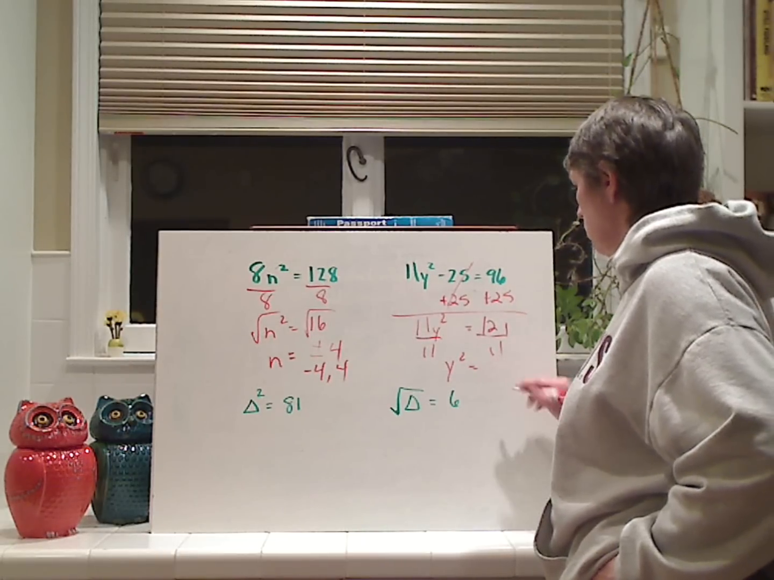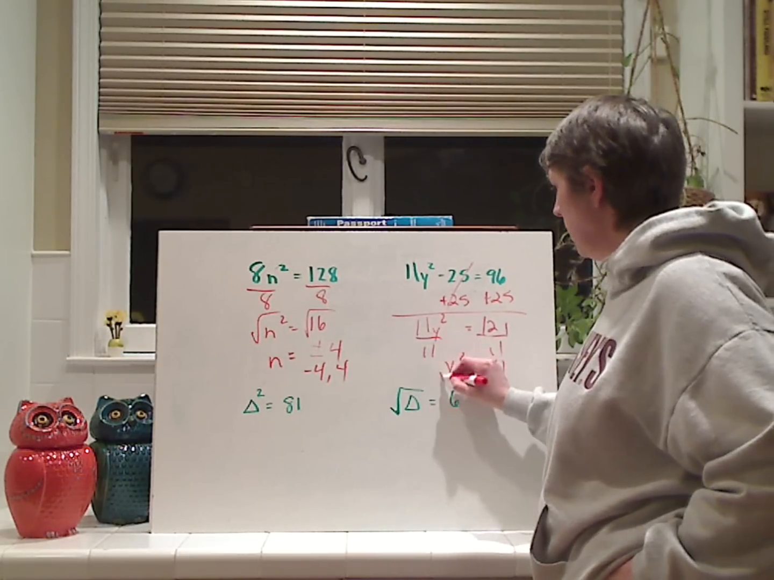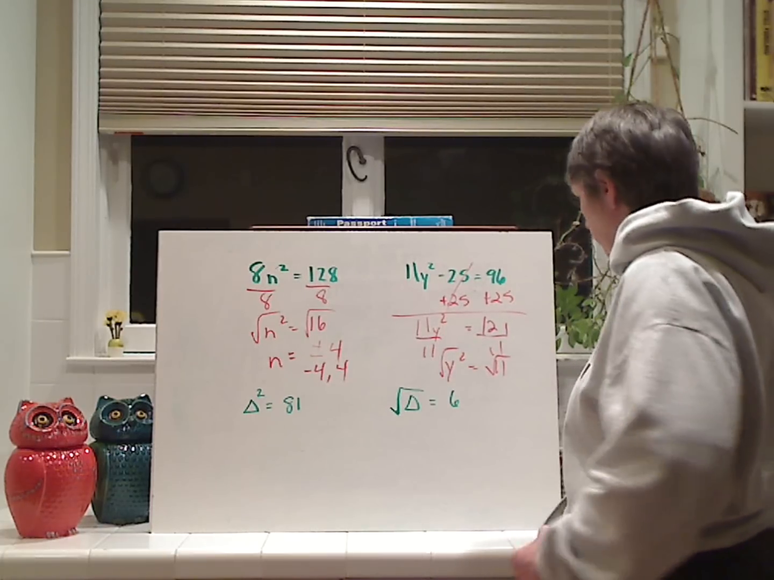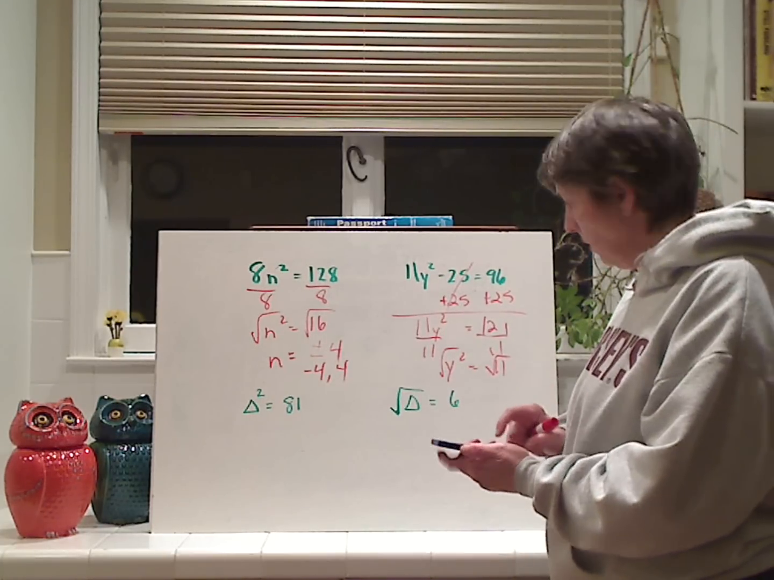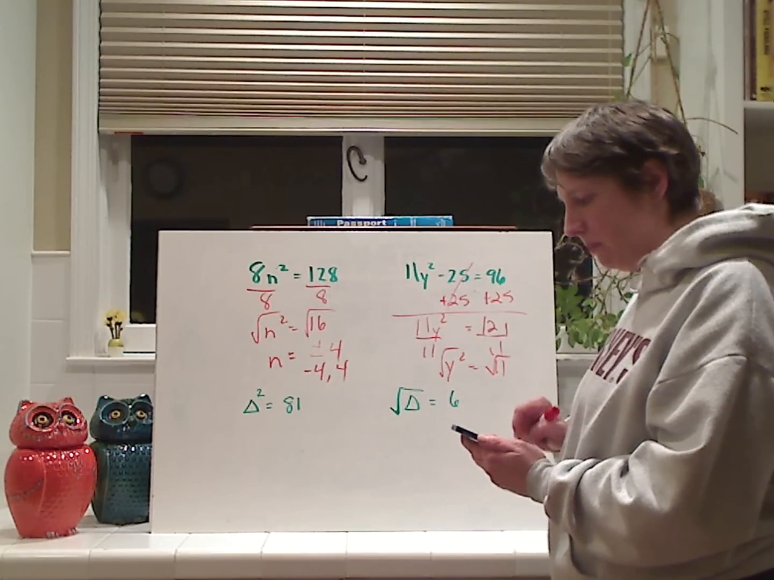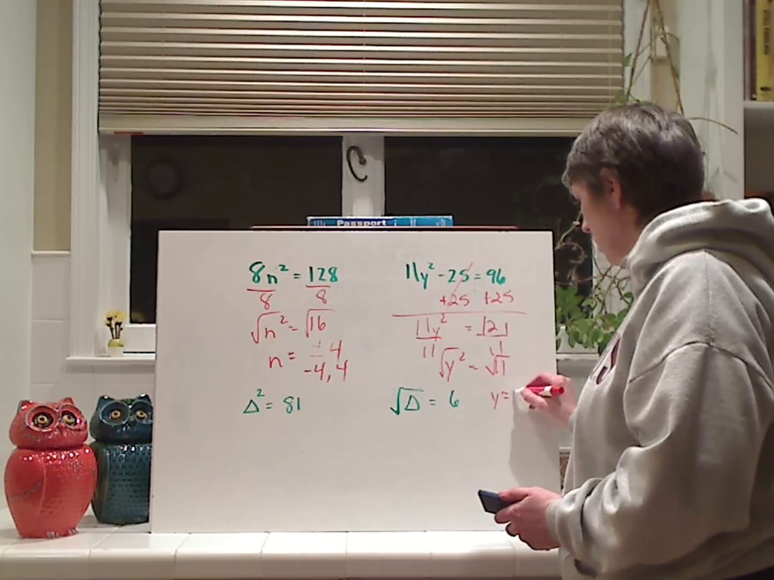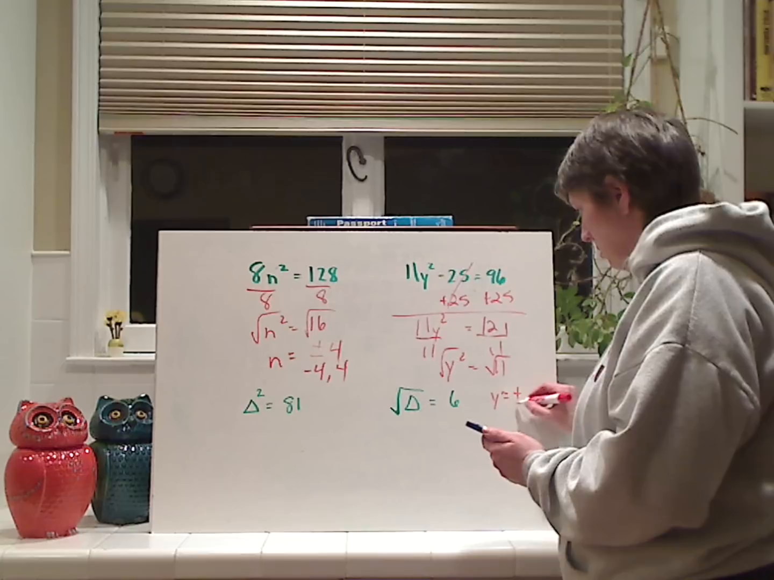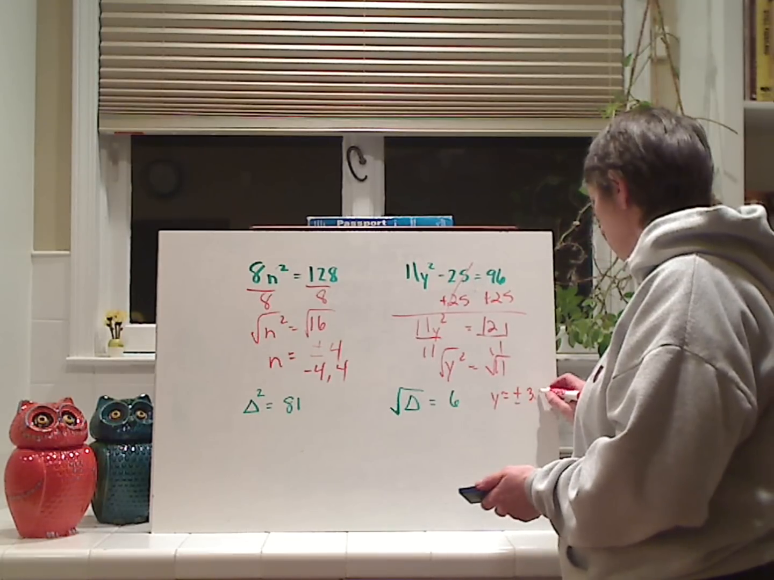Y squared equals what? 11. We take the square root of both sides. You can use a calculator. Square root of 11 is about plus or minus 3.32.